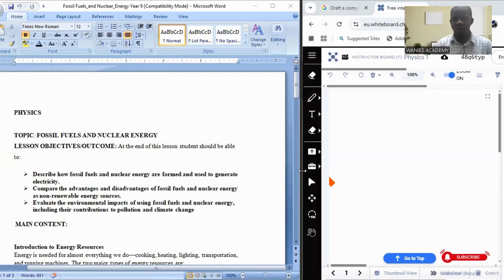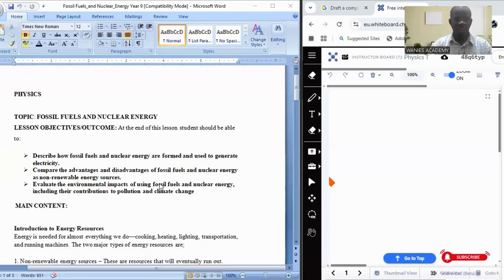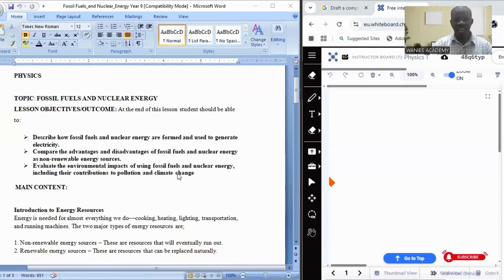By the end of this lesson, you as a student should be able to describe how fossil fuel and nuclear energy are formed and used to generate electricity. Our second lesson objective is to compare the advantages and disadvantages of fossil fuel and nuclear energy as non-renewable energy sources. Then we are also going to evaluate the environmental impacts of using fossil fuel and nuclear energy, including their contribution to pollution and climate change.